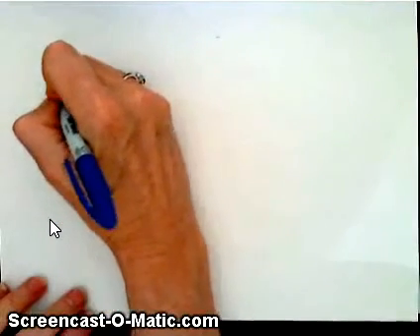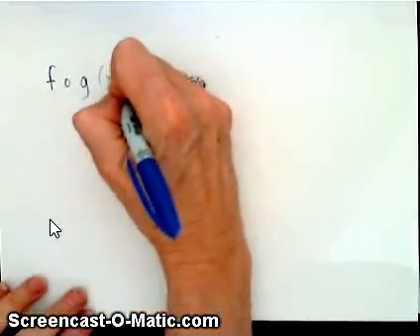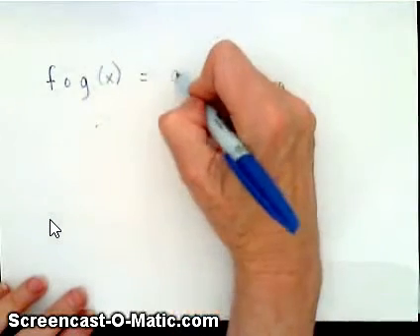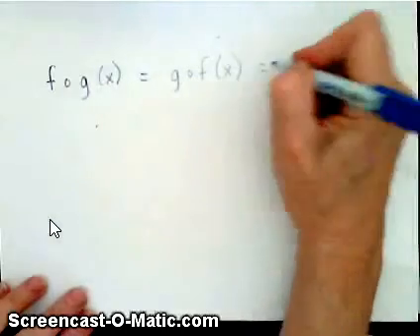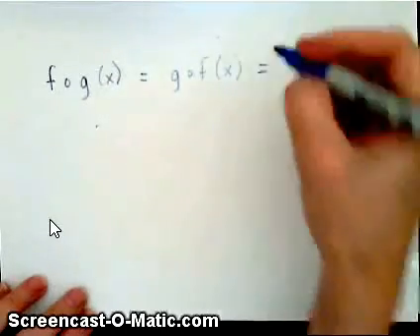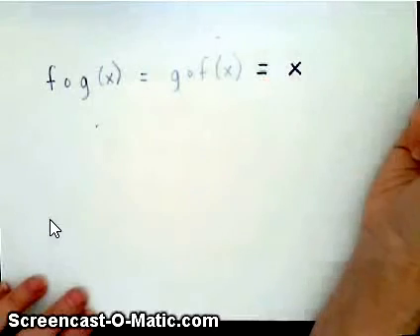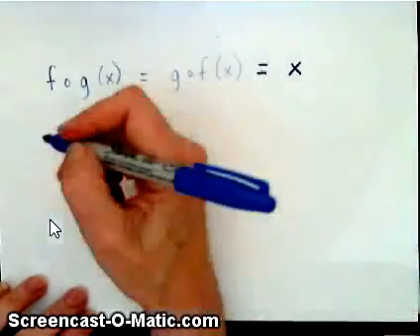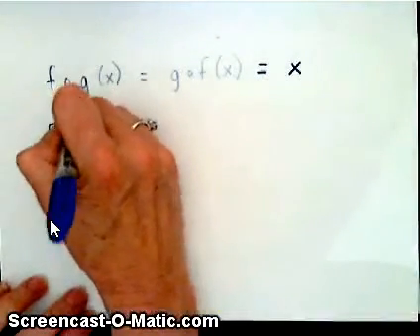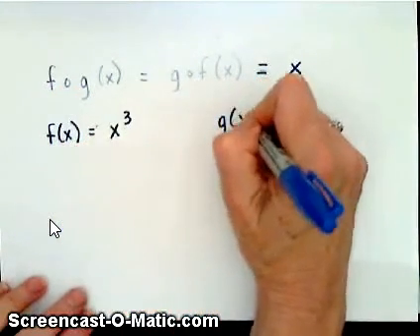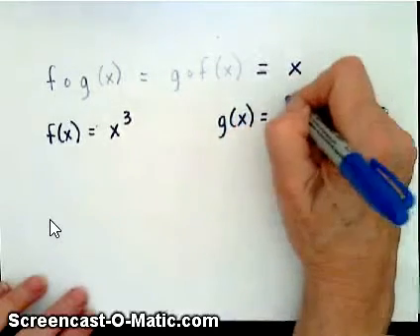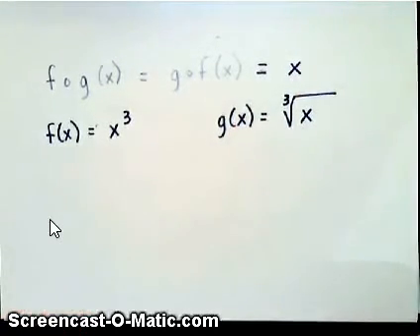Remember I told you that yesterday we were talking about composite functions, and we said if f composite g of x happens to equal g composite f of x, and both of these happen to equal x, you've got yourself an inverse. Let me show you what I mean. Like if we let f of x be x cubed, and we let g of x be cube root of x. These are functions we know are inverses, so I'm just going to introduce with this.